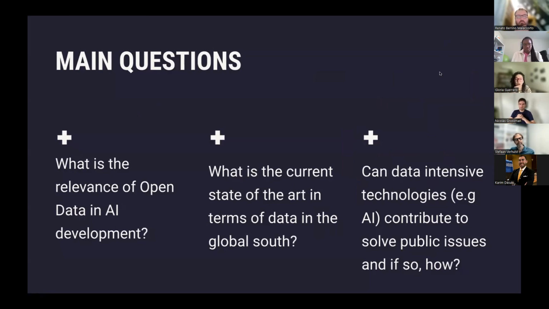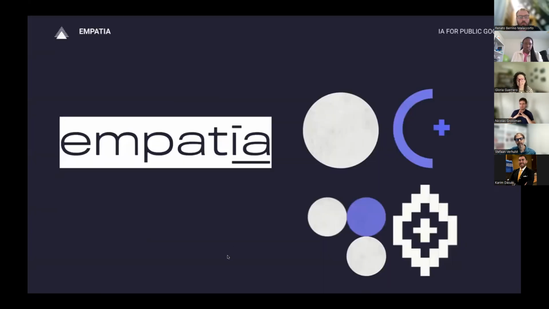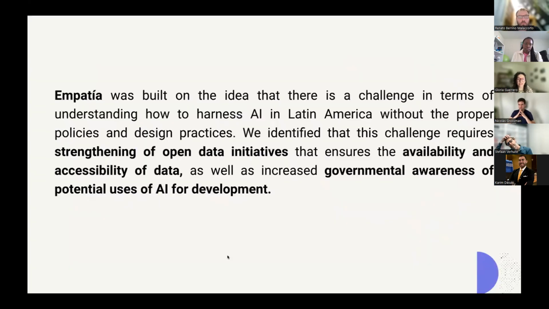The first one was, what is the relevance of open data in AI development? What was the current state of the art in terms of data in the global South? And can data-intensive technologies like AI contribute to solving public issues? And if so, how? For this, we know now that, as I think Stefaan also mentioned, your algorithms are only as good as the data you have. So here it was crucial to connect the current state of open data in the region to develop specific tools to address specific topics.